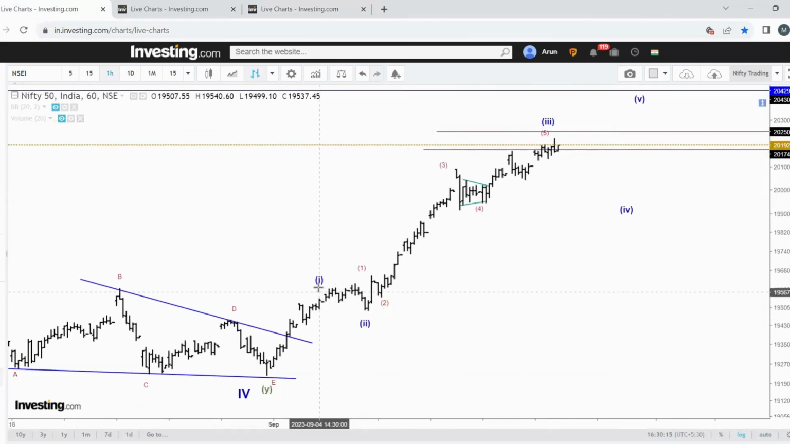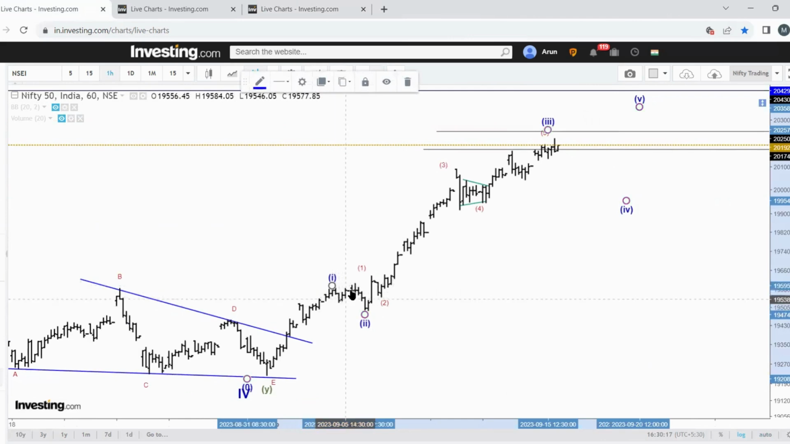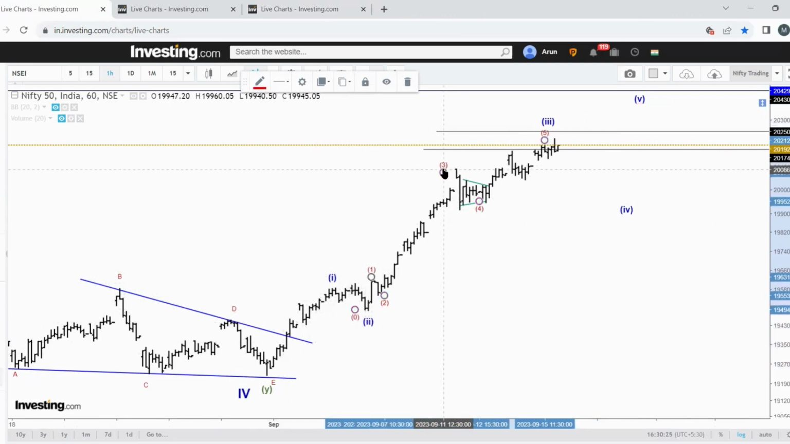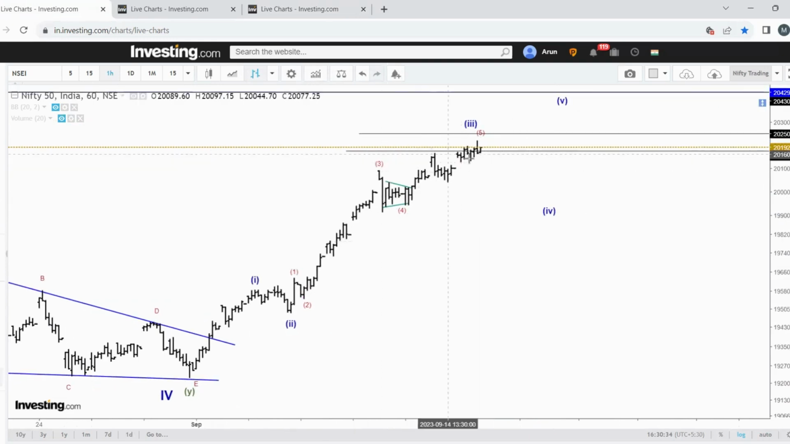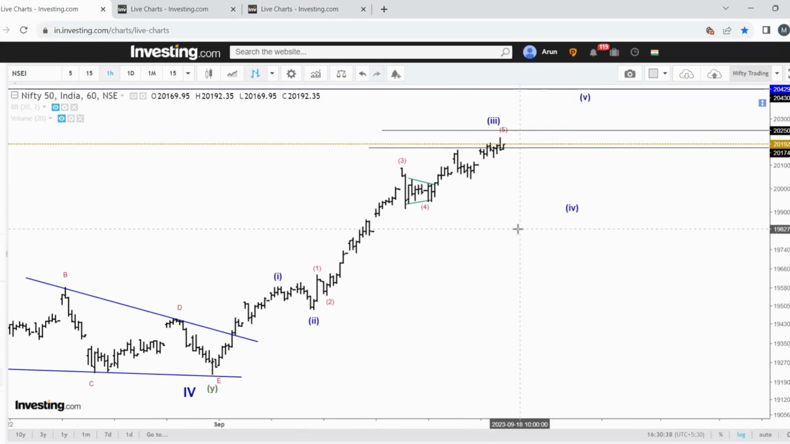And in wave 5, this is wave 1, an irregular flat second wave, and 1, 2, and 1, 2, 3, 4, and probably the third wave can end here, and a fourth and 5. This is what I expect.